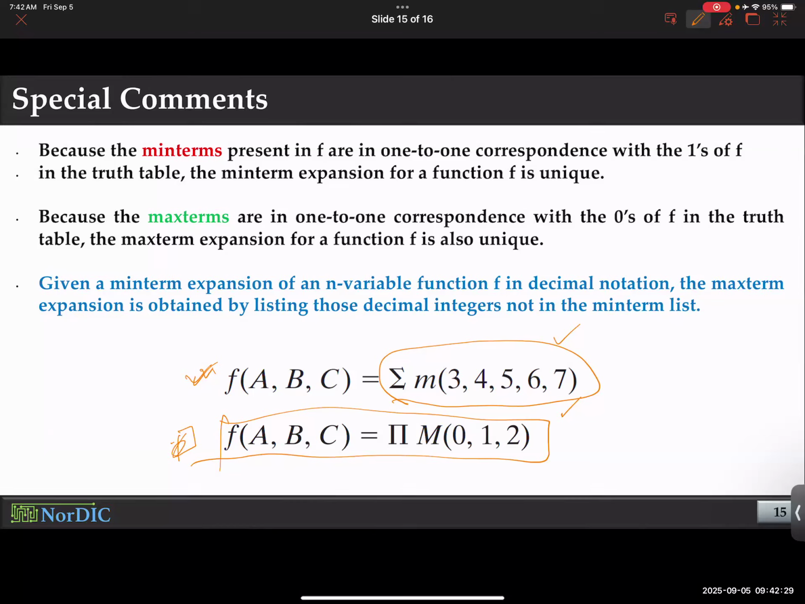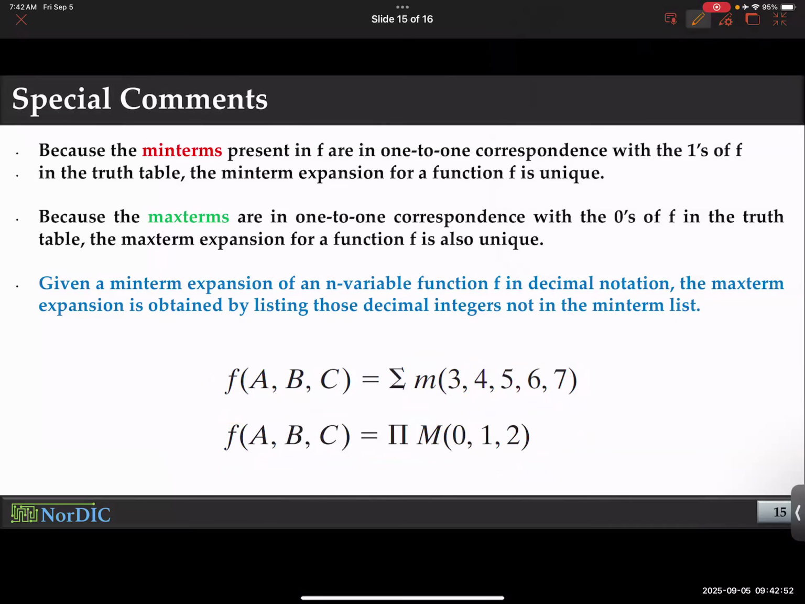Well, how many numbers can you get with 3 digits? You can get 8 numbers starting from 0 to 7. And notice in the min terms, you have 3, 4, 5, 6, 7. If you try to express that in max term, you have the rest of them. Okay. So whatever you didn't use for min term, you have to use for max term. And vice versa, by the way.